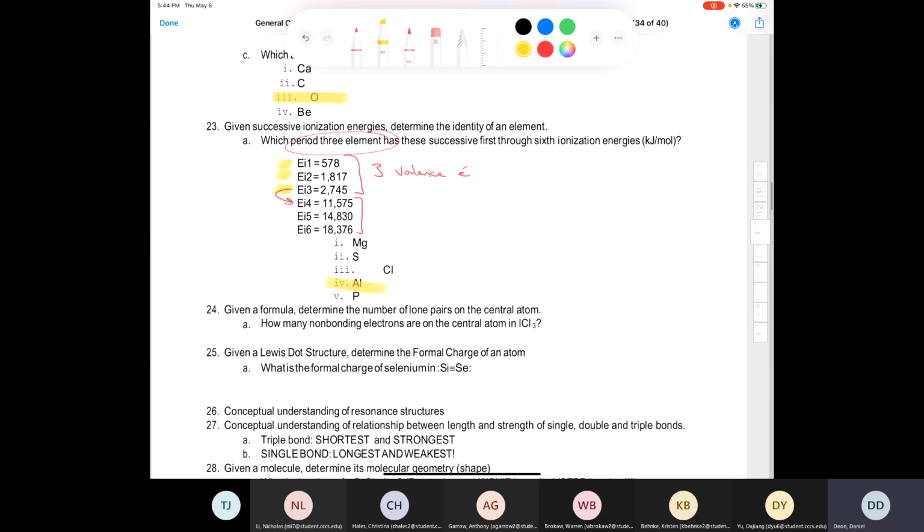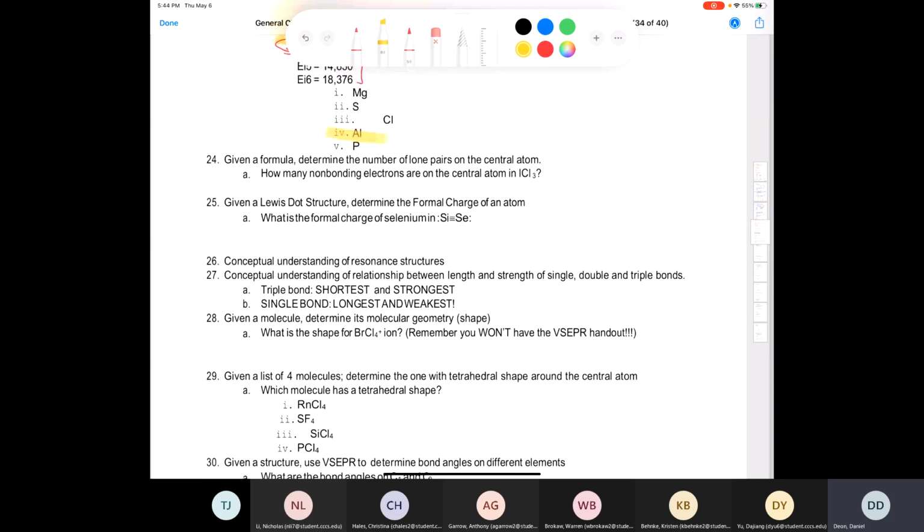Number 24, given a formula, determine the number of lone pairs on the central atom. How many non-bonding electrons are in the central atom of ICl3? So let's tally it up here. If I have ICl3, all of these are halogens. Iodine has 7. Chlorine has 7 valence electrons times 3. That's 21 plus 7, which gives us 28 valence electrons.